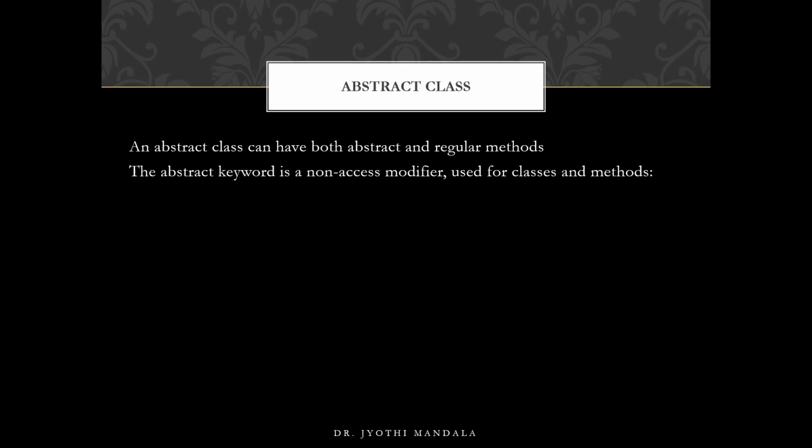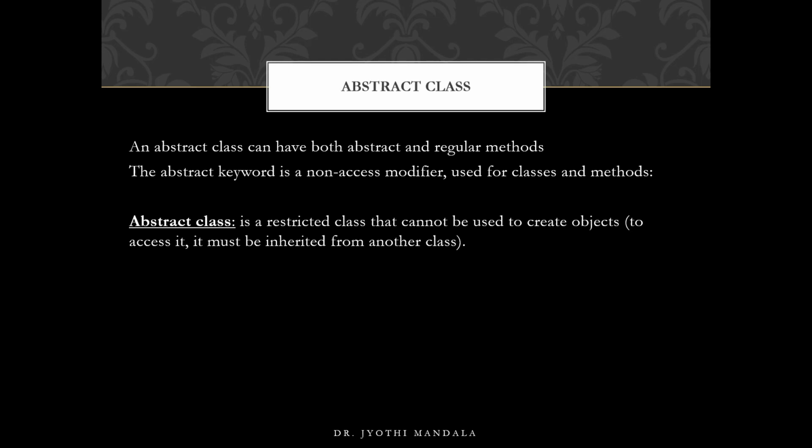So the abstract keyword is a non-access modifier. It is used for both classes and methods. How can it be used for classes? If you are using the abstract keyword for a class, we are restricting the class so that it cannot be used to create objects. That means we can't create objects for that class.